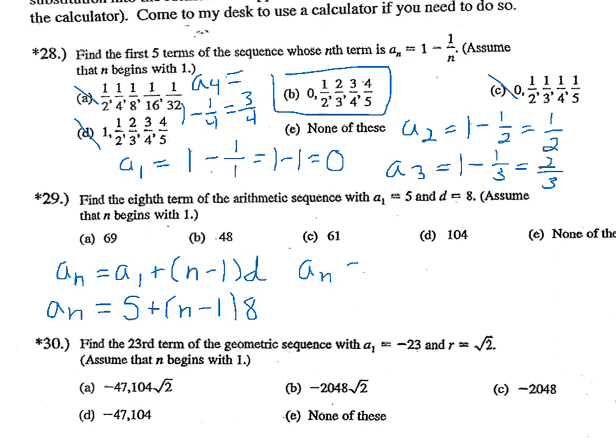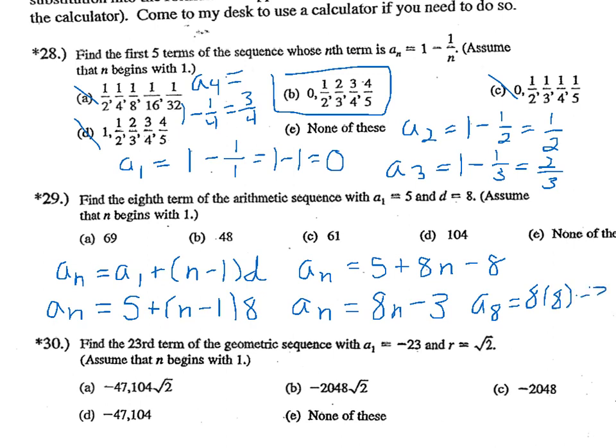So a sub n is going to be 5 plus 8n minus 8. So we know that the rule for this particular sequence is 8n minus 3. So to find our 8th term, we would just plug in 8 for n. So we have 8 times 8 minus 3, which would be 61. So C is our answer.